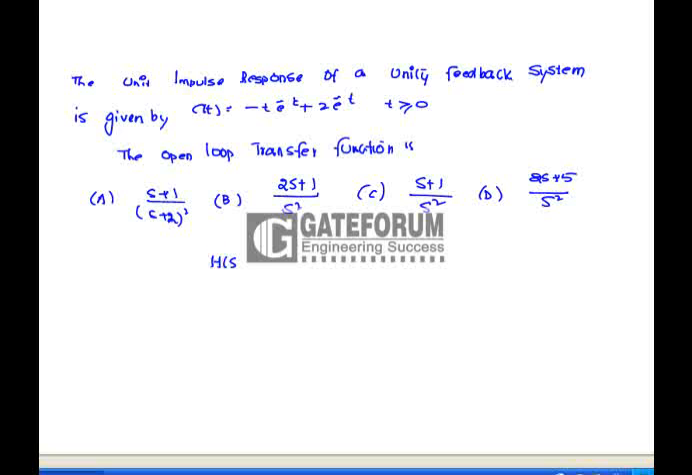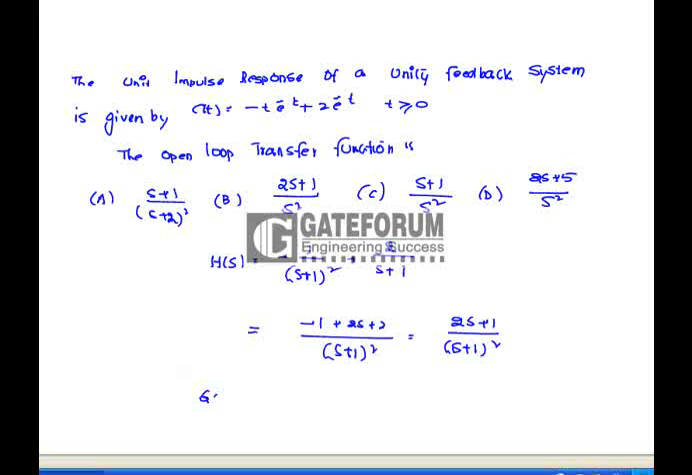The transfer function H(s) is minus 1 by (s+1)^2 plus 2 by (s+1). If we simplify this, we get (s+1) minus 1 plus 2s plus 2, which is nothing but (2s+1) by (s+1) whole square. This is the closed loop transfer function for a unity feedback system.